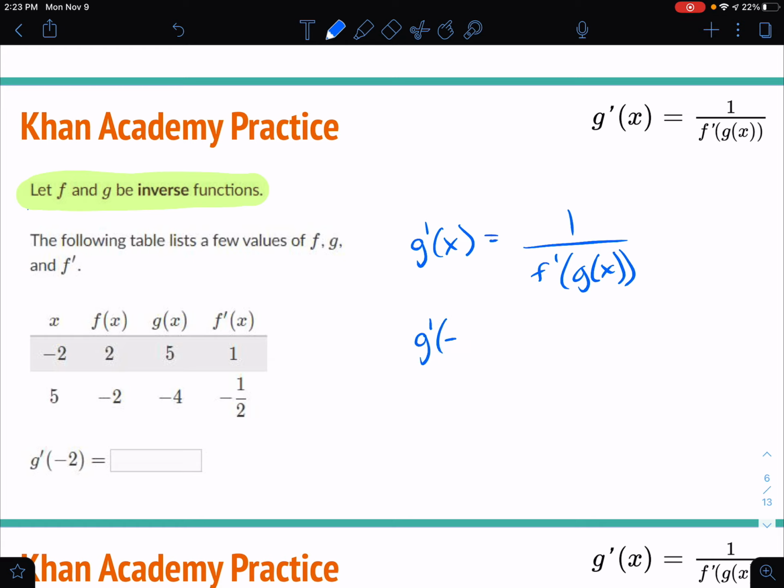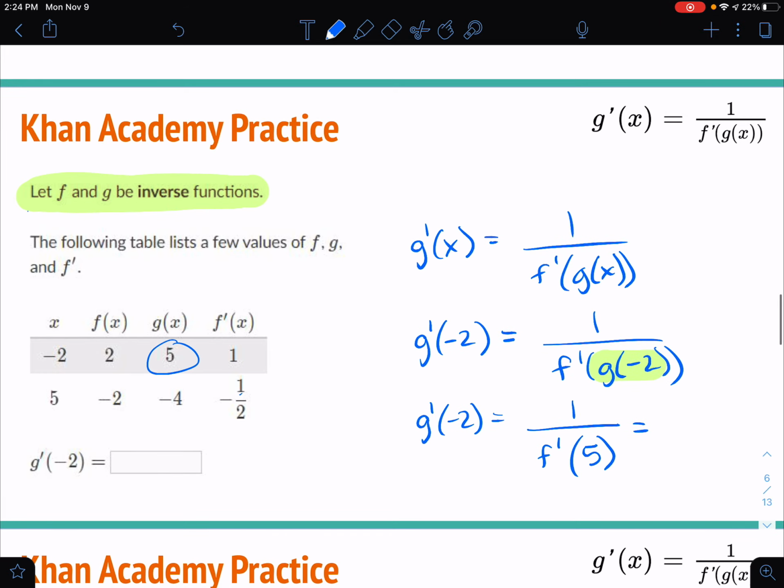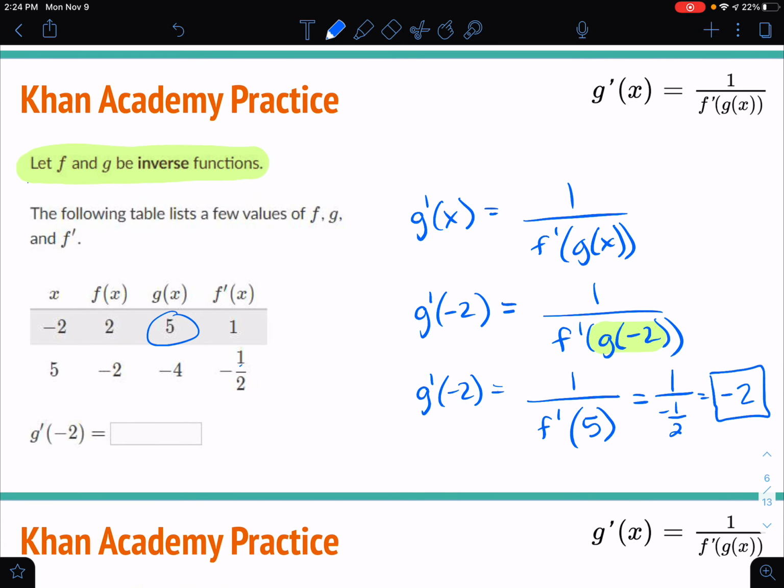So if I want to find g prime of negative 2, 1 over f prime of g of negative 2. So let's start with the interior of this composition. So what is g of negative 2? g prime of negative 2 is going to be equal to 1 over f prime of, well, g of negative 2 is going to be 5. And then can I use my table? My table tells me that f prime of 5 is going to be negative 1/2. So 1 over negative 1/2 is actually going to come out to be negative 2. Okay.